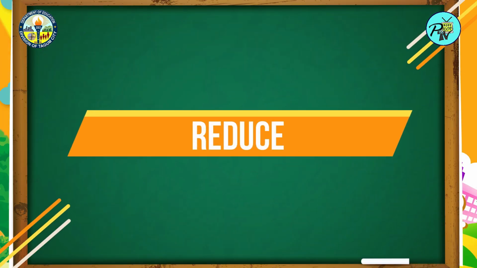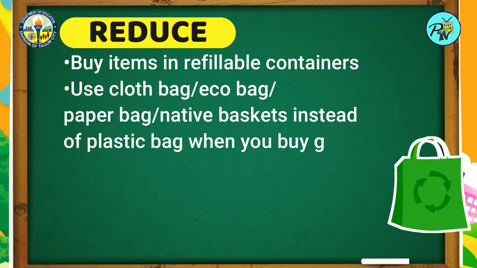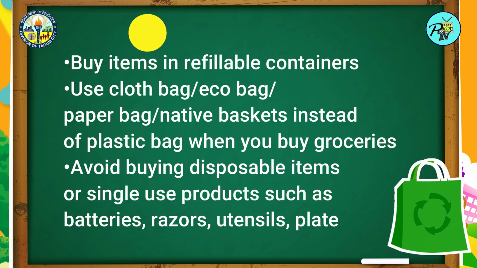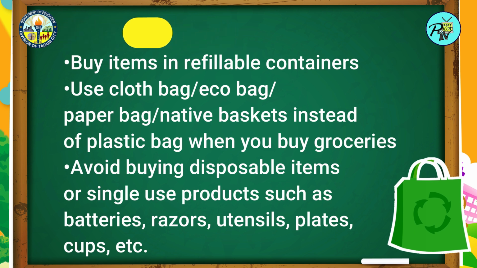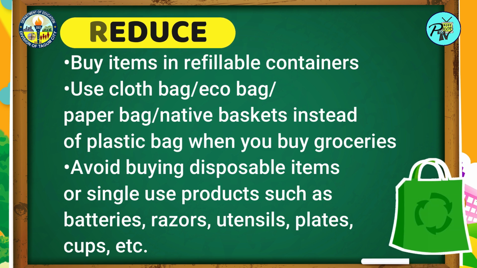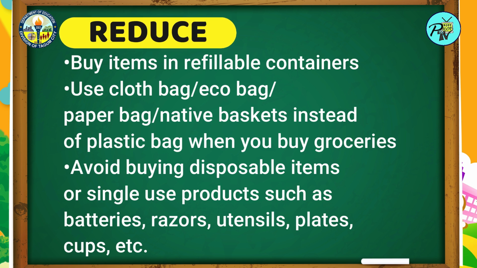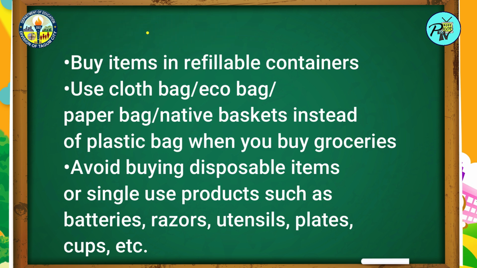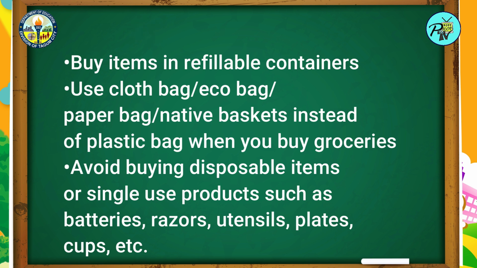First is reduce. Buy items in refillable containers. Use cloth bag, eco bag, paper bag, or even native baskets instead of using plastic bags when you buy groceries. Avoid buying disposable items or single-use products such as batteries, razors, utensils, plates, cups, and other plastics.